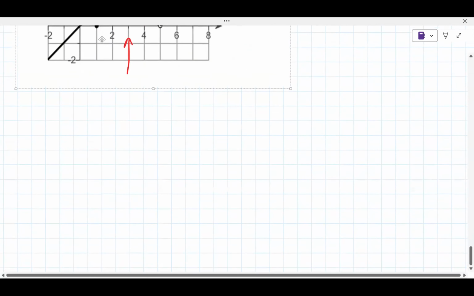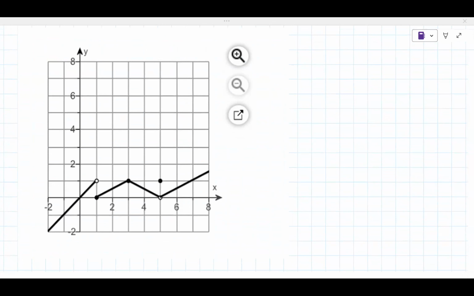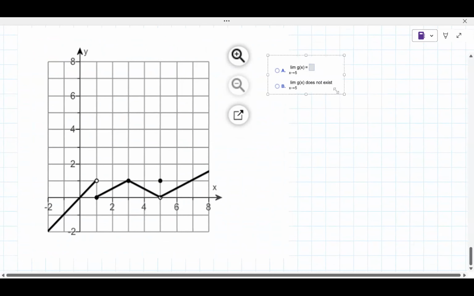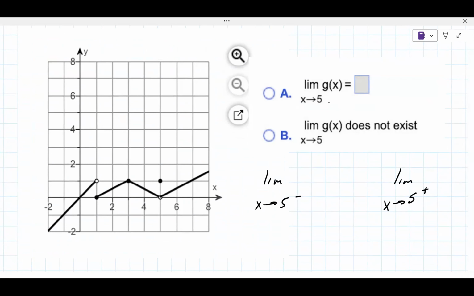You might think you've got it. The next part is a really important example for us to do. All right, so 5. We need to find the limit as x approaches 5 from the left and x approaches 5 from the right.